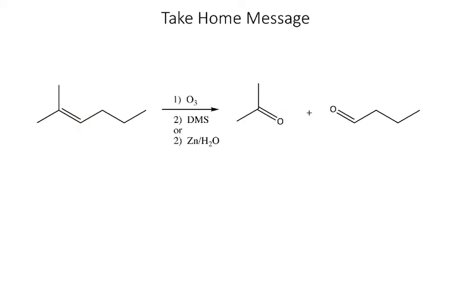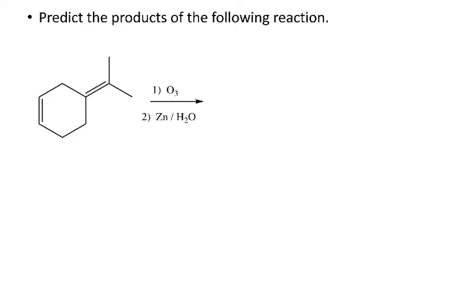So let's take a look at an example. All right, so we're hitting this with ozone. This tells me this is oxidative cleavage. I've got my mild reducing agent. And so in this case, we have two alkenes, and so we're going to break them both. We're going to break it here, and we're going to break it here.